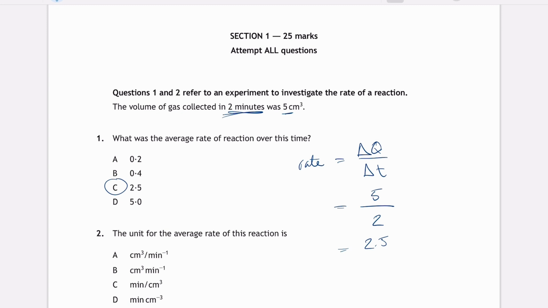In terms of what the units are, if you're ever unsure, you can actually plug them into the equation as well. Our quantity unit was centimeters cubed, our time unit was minutes. So that's like centimeters cubed per minute, or it can be written as centimeters cubed with the minute to the power of -1. What you can't have is A, which is essentially saying per minute. So we would have to go with option B.